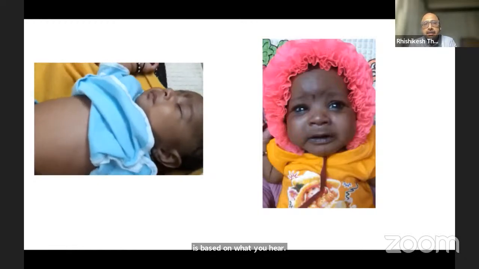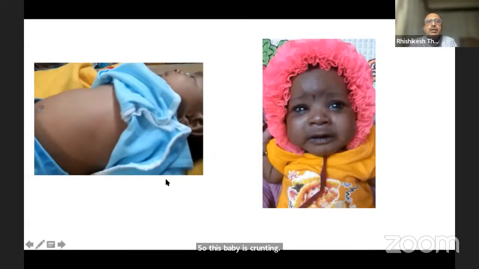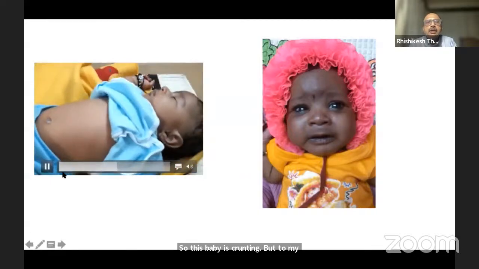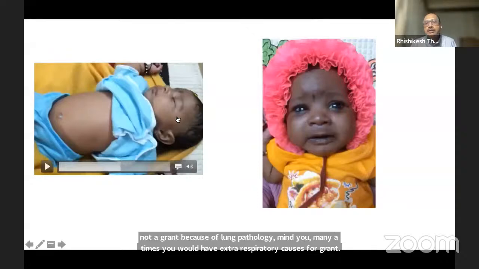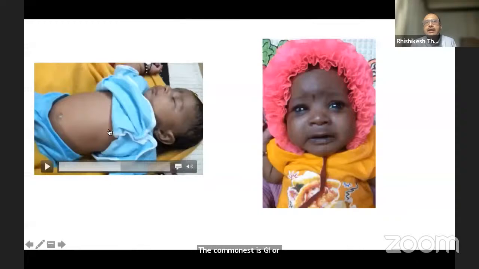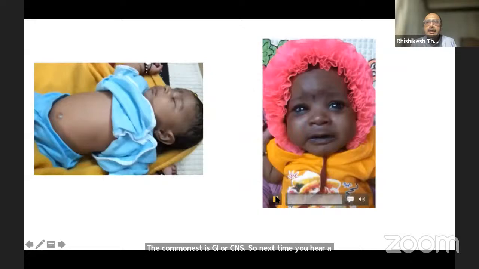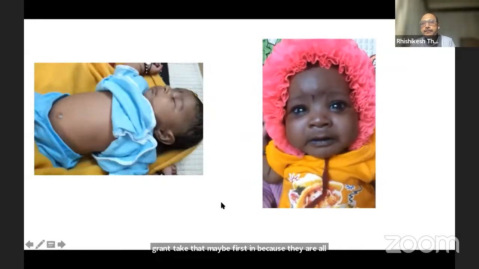So this baby is grunting, but to my surprise, this was not a grunt because of lung pathology. Mind you, many a times you would have extra respiratory causes for grunt. The commonest is GI or CNS. So next time you hear a grunt, take that baby first in because they are all ominous, and look at this baby.